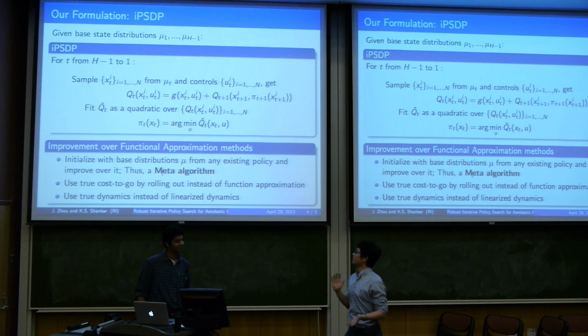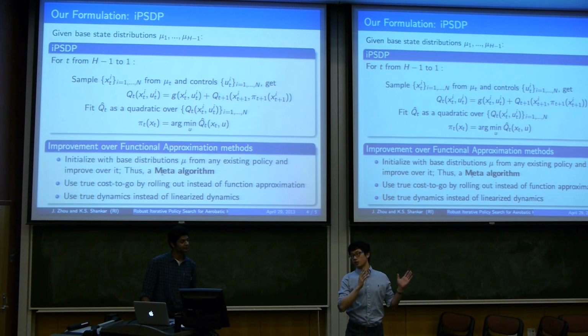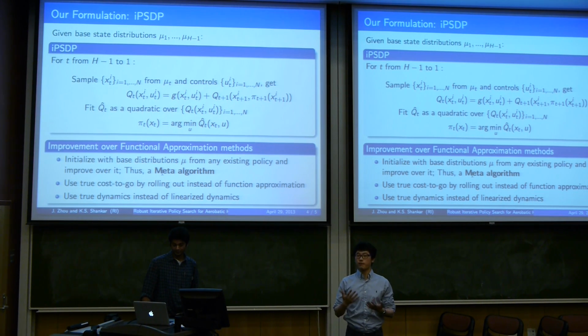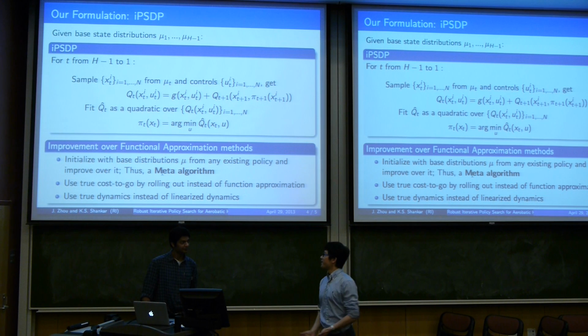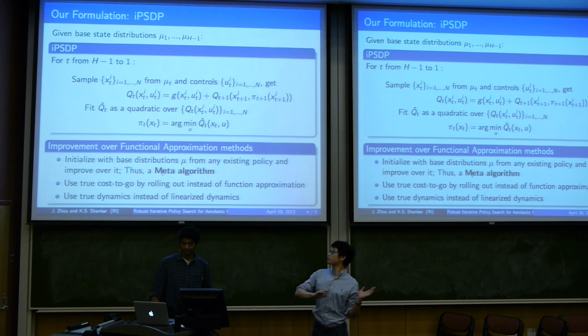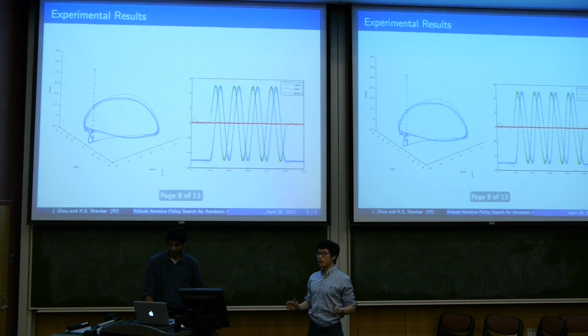Why is it good? So basically, first, mu 1 to mu H minus 1 is some distribution that is estimated by rolling out a given initial policy, let's say ILQR. So it is actually a meta-algorithm where you just input any initial policy and we improve over it. And second, which is very important, we use the true cost to go by rolling out to the end. So there's no function approximation and there's no quadratic propagation of the error. And third, we use the true dynamics instead of linearization around some point. So there's no error incurred from that.